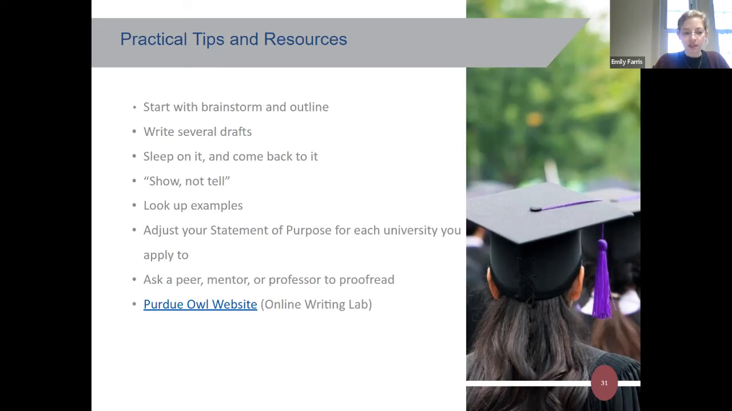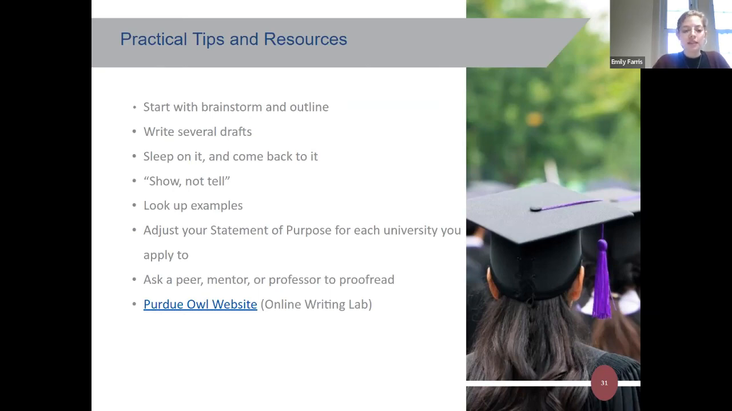But just to finish up these last few, look up examples of a statement of purpose. I think a lot of times it helps to just see an example of what you're looking to do, especially if it's a type of paper that you're not used to writing on a regular basis. It can help to see examples. And as I mentioned, ask somebody to proofread it, whether that's a peer, another graduate student, a mentor, or a professor. That can be very helpful, and they can catch things that you may not see.